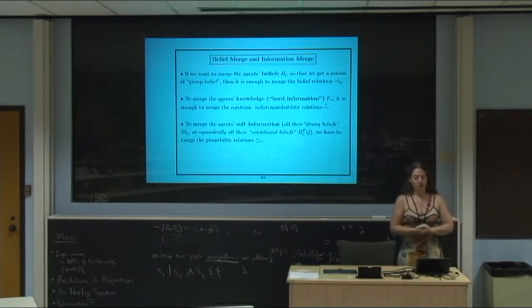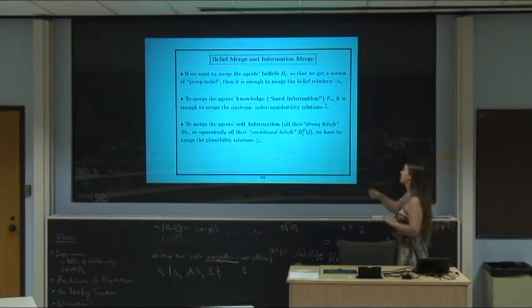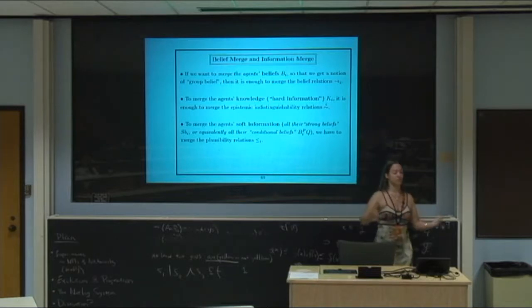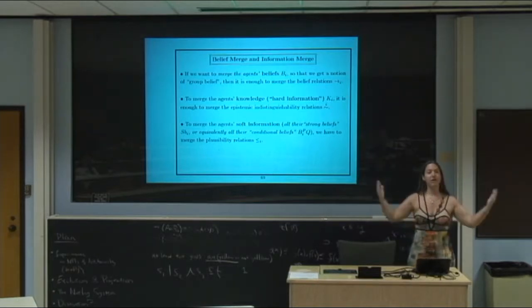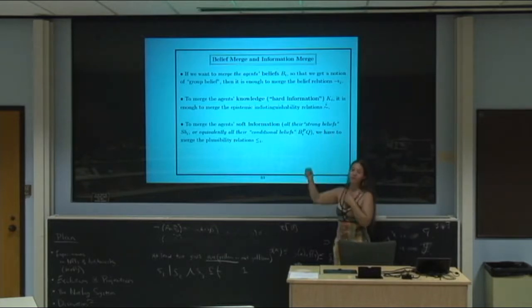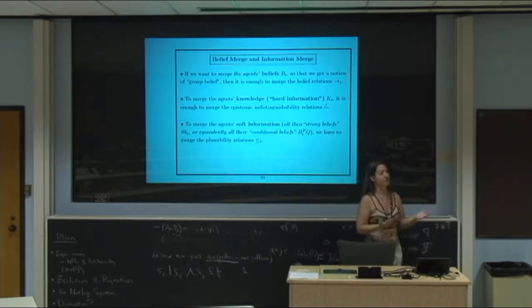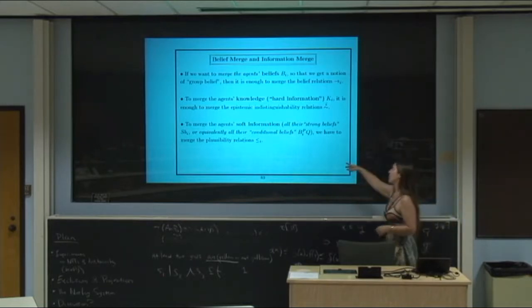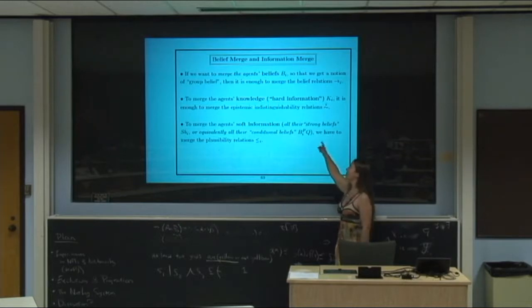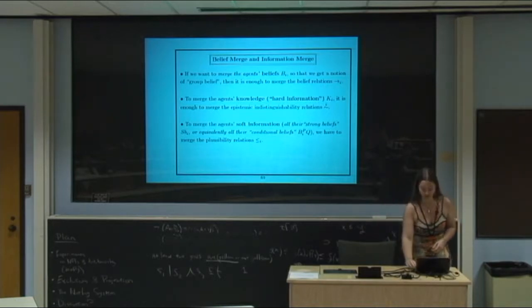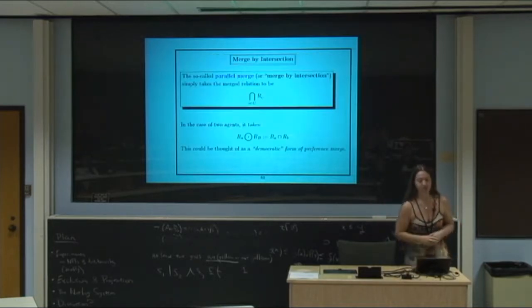So if we want to merge the agents' beliefs, what do we have to do? Then we have to merge, of course, the belief relation, or the underlying plausibility relation. If you want to merge the agents' knowledge, the hard information, what you have to do is merge the indistinguishability relations for each of the agents. And if you want to merge all the soft information, like strong beliefs or conditional beliefs, then you look at the whole setting, the whole plausibility relations. So it really depends on what we're after.